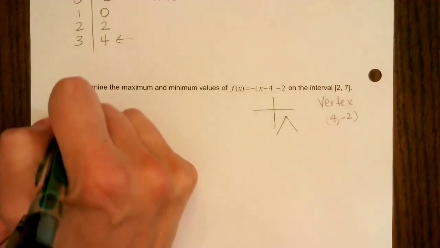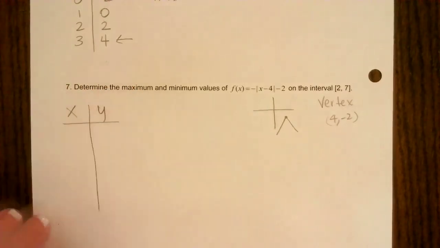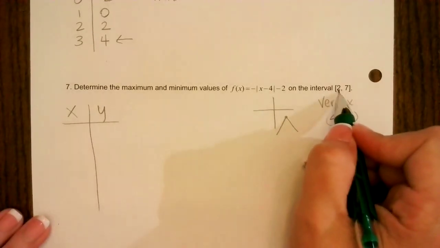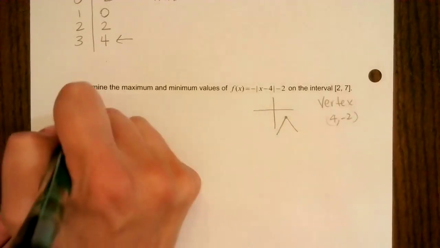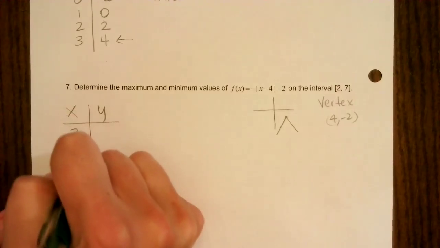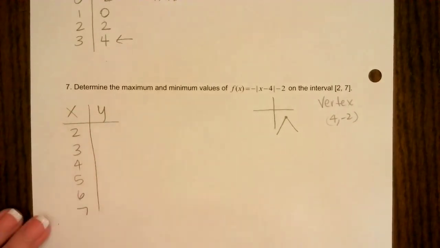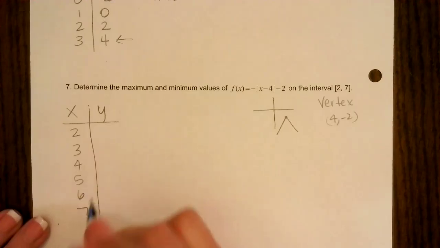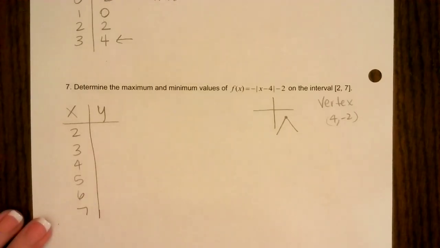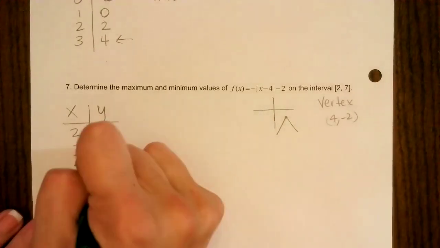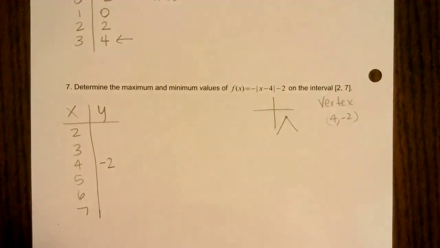All right. Now we're going to do our interval. So I'm going to go ahead and make my table of values. In this case, we want all the points between 2 and 7. So 2, 3, 4, 5, 6, and 7. Obviously, there's decimal values as well, but this will give us a good picture here by picking the whole numbers. We said our vertex is at (4, -2). So we are doing this one here.